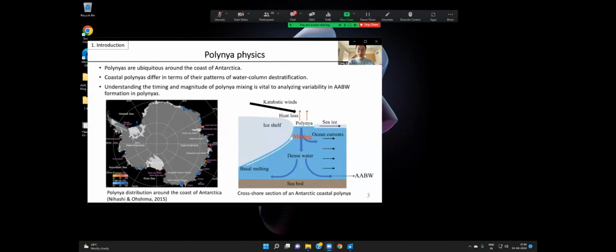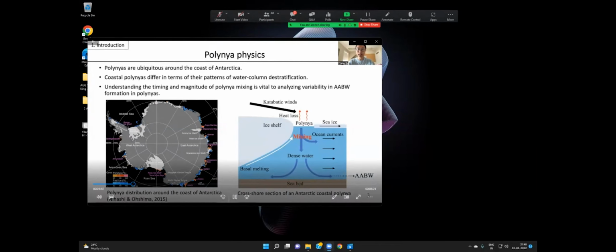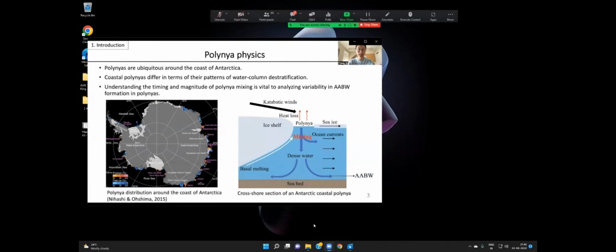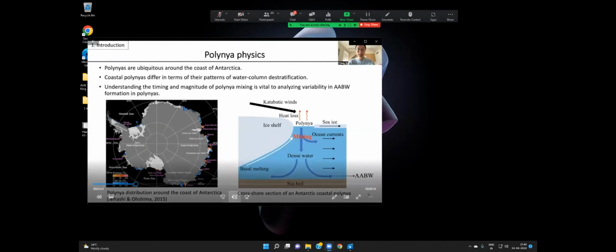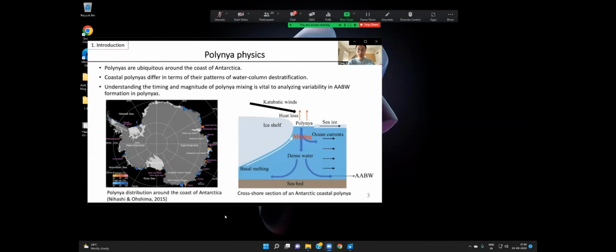After the polynya water column is mixed, the dense water can propagate along the bottom and enter the next stage of AABW formation. Therefore, understanding the timing and the magnitude of polynya mixing is vital to analyzing their variability in AABW formation in polynyas. However, the right diagram only shows the mixing from a 1- or 2-dimensional perspective. But for this talk, I will highlight that polynya mixing is actually a 3-dimensional process.